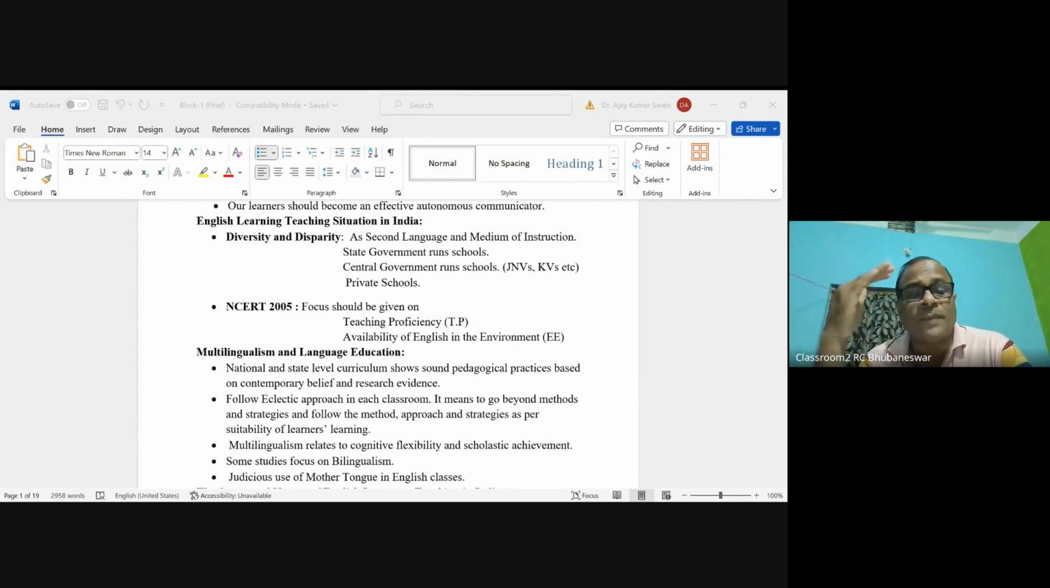Some studies focus on bilingualism. As I told you, bilingualism. Bi means two. When the child cannot understand the word or there is no scope to convey the message, then I can use the mother tongue of the child to convey the meaning of the word, term or phrase. So in an English class, the teacher of English should use the mother tongue very judiciously. Very judiciously. So you should not use the mother tongue frequently. Okay.